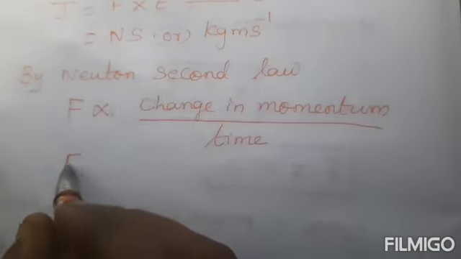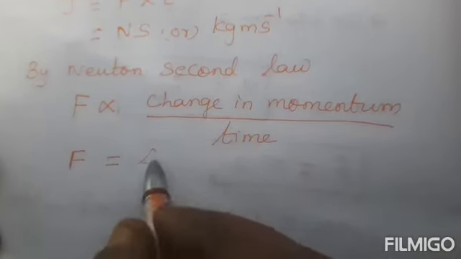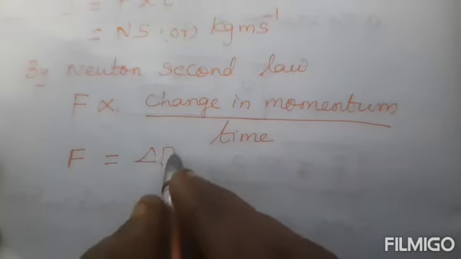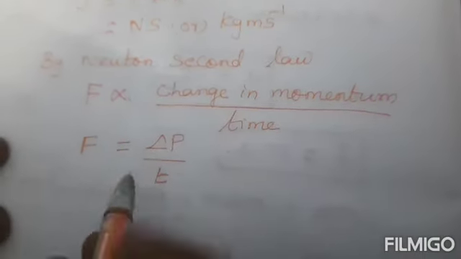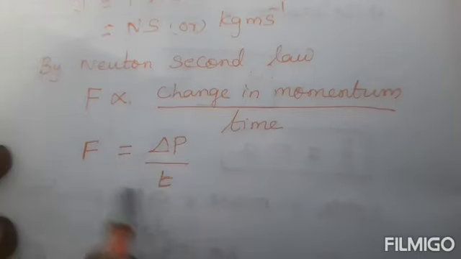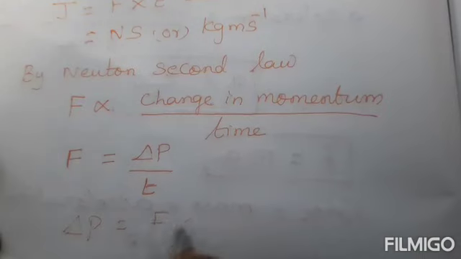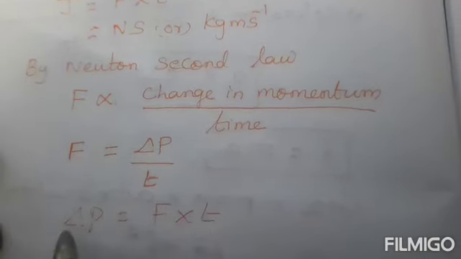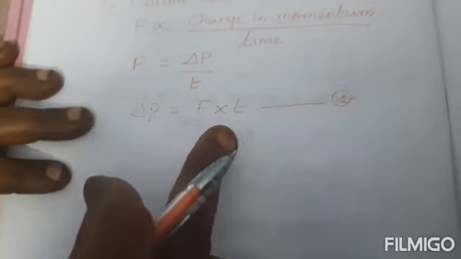So force F you can write equal to change in momentum, delta P, which you have already learnt, divided by time T. From here we can find delta P. How will you find it? Just multiply these two. So delta P equals F into T. Delta P, the change in momentum, equals force into time. Take this as equation number 2. Can you understand, students? Delta P equals F into T.